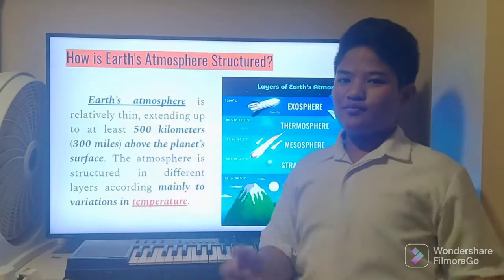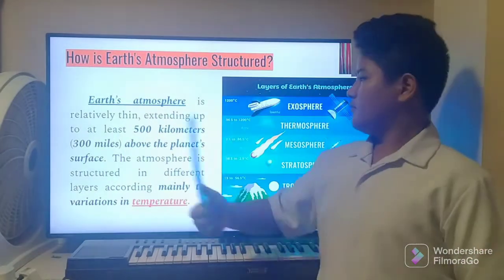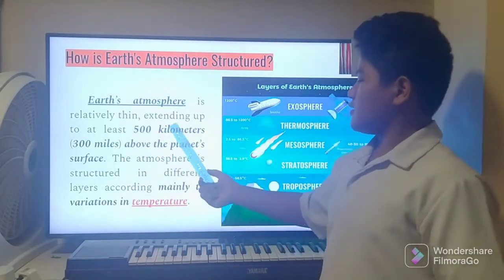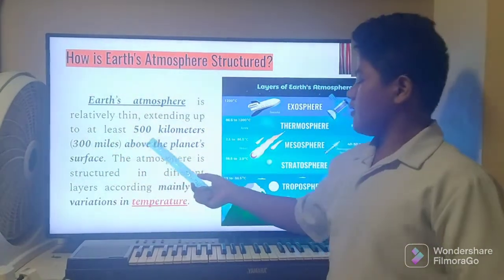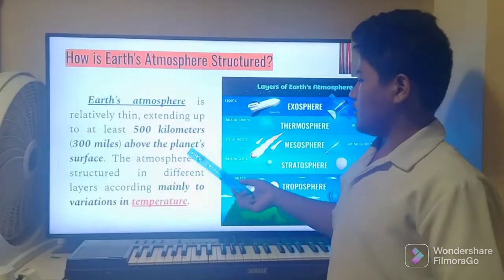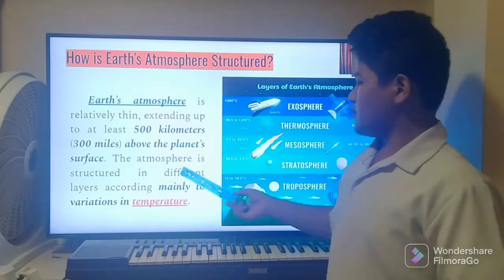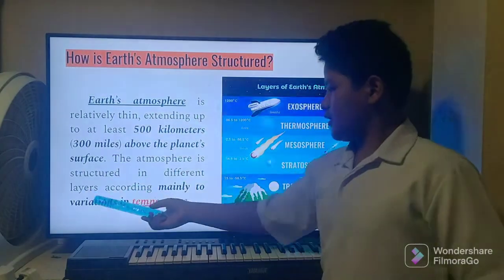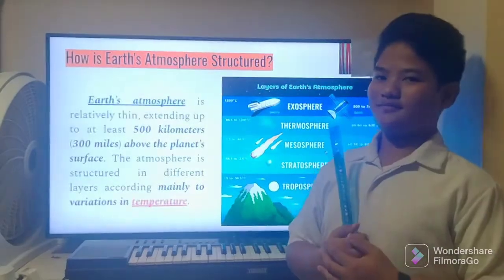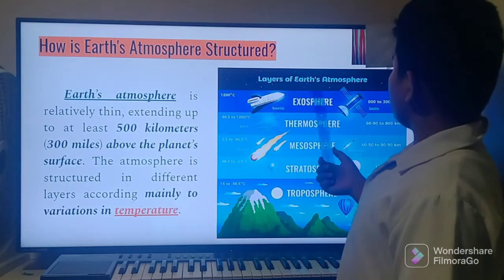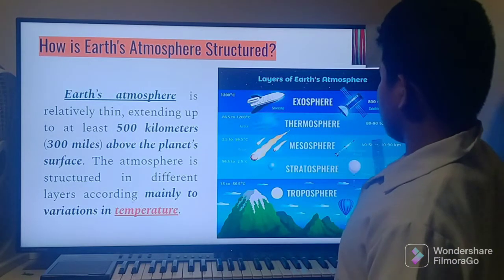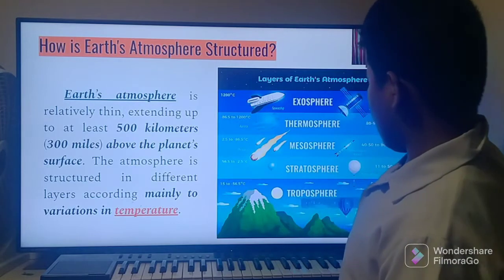How is Earth's atmosphere structured? Earth's atmosphere is relatively thin, extending up to at least 500 kilometers, 300 miles above the planet's surface. The atmosphere is structured in different layers according mainly to variations in temperature. Layers of Earth's atmosphere: exosphere, thermosphere, mesosphere, stratosphere, troposphere.